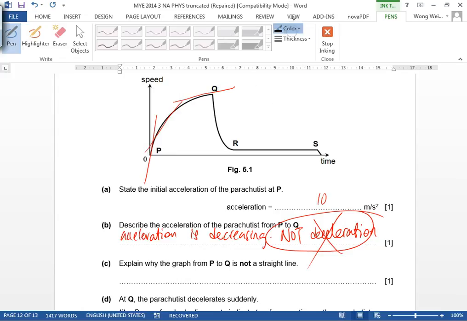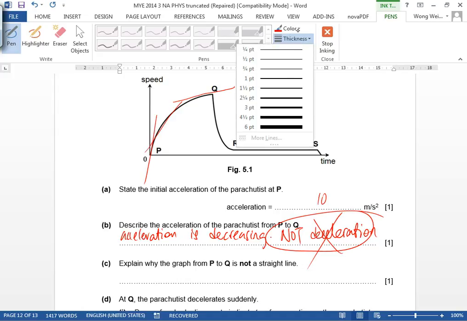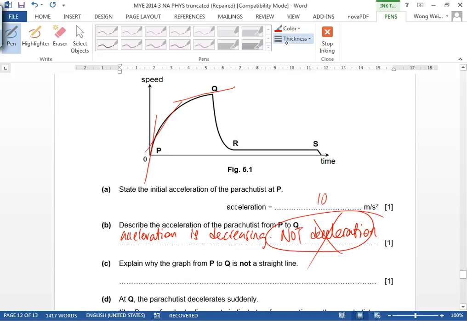Explain why the graph from P to Q is not a straight line. So you need to identify where is P to Q. This is the curve over here. Now, when we usually do questions where you drop things from a height, we see that the speed time graph is usually a straight line. And we say that this is because the acceleration is constant on Earth, 10 meters per square second. However, in this case, it is a curve.